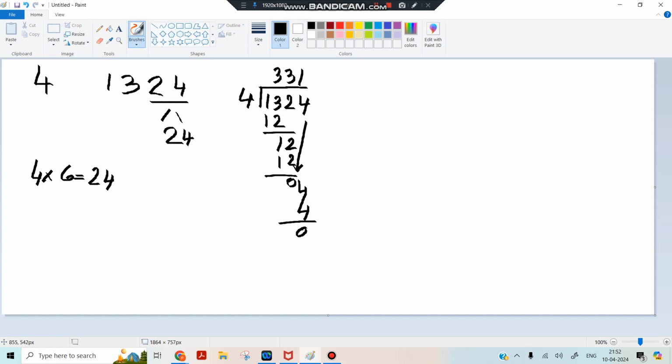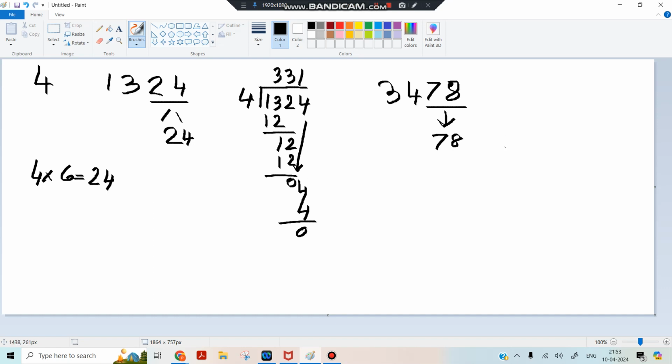Now let's take another example. Same 3, 4, 7, 8. The last two digits are 7 and 8. What number is formed with the last two digits? 78. Now is 78 divisible by 4? Does 78 come in the table of 4?